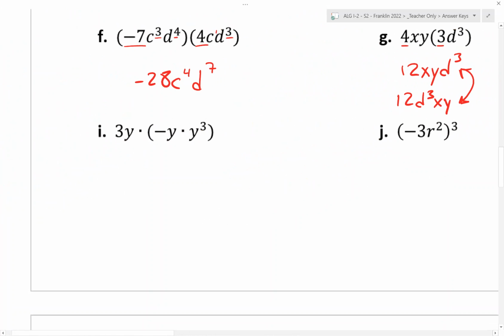Okay, example I. 3y times negative y times y cubed. In this case, these parentheses don't really do anything, since it's all being multiplied. So 3 times negative 1 times 1 is negative 3. And then count up the y's. You got 1 here, 3 here. So 3 plus 1 is 5. So negative 3y to the 5th.